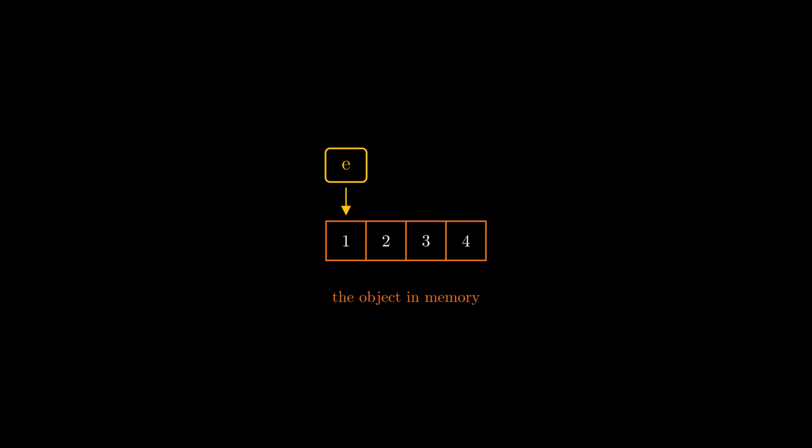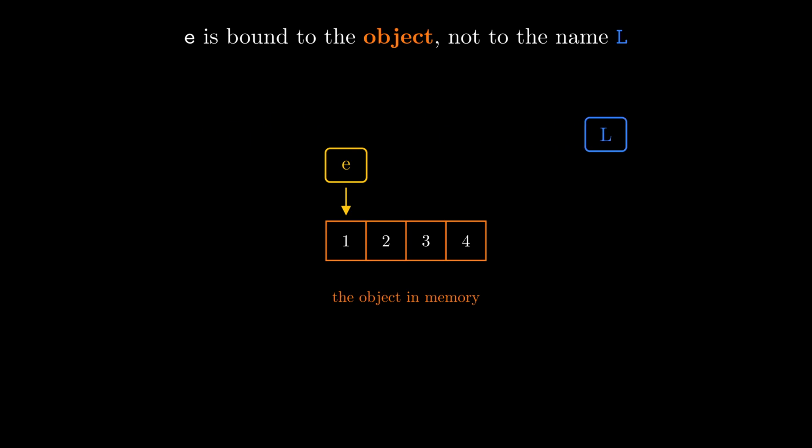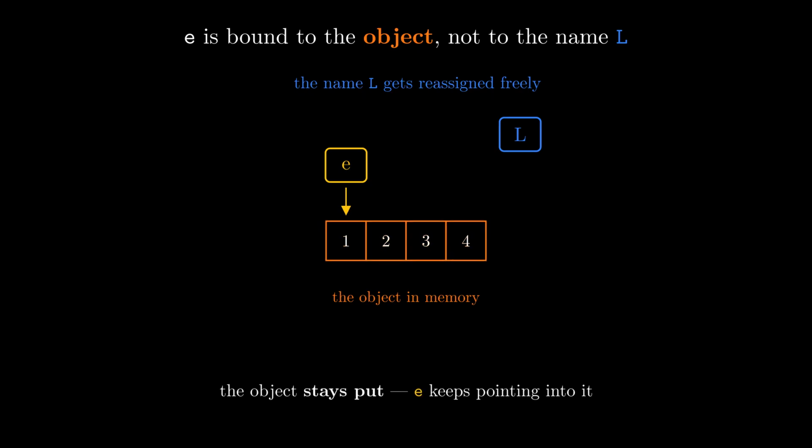The answer is the heart of the whole lesson. E is bound to an object in memory, not to the name L. When the loop began, E was told to point at an element of the object that existed right then. Reassigning L changes what the name L means. It does nothing to E. This is why we insist on separating the object in memory from the name we hang on it. Names get reassigned freely. The object stays put, and E keeps pointing into it.